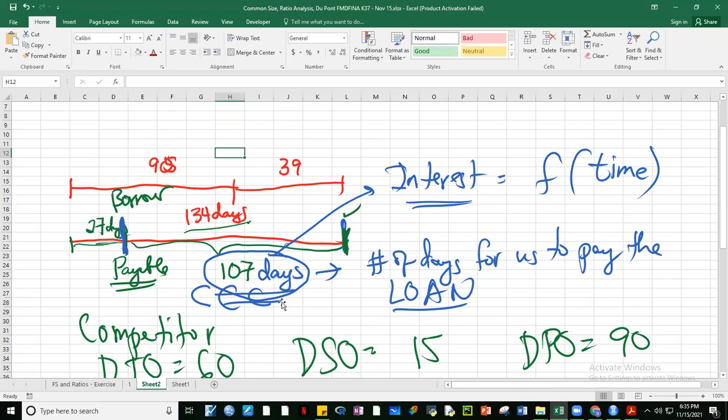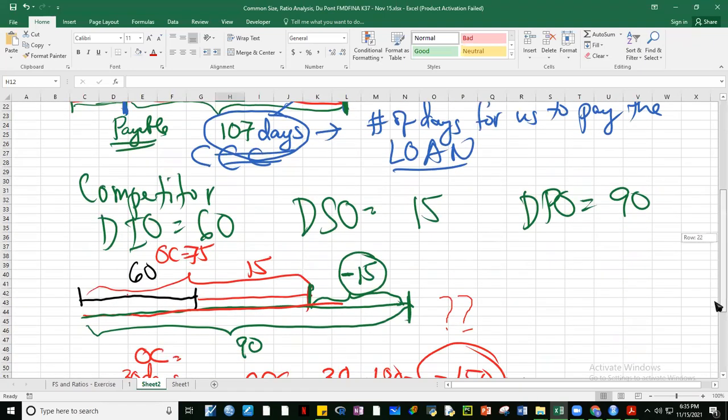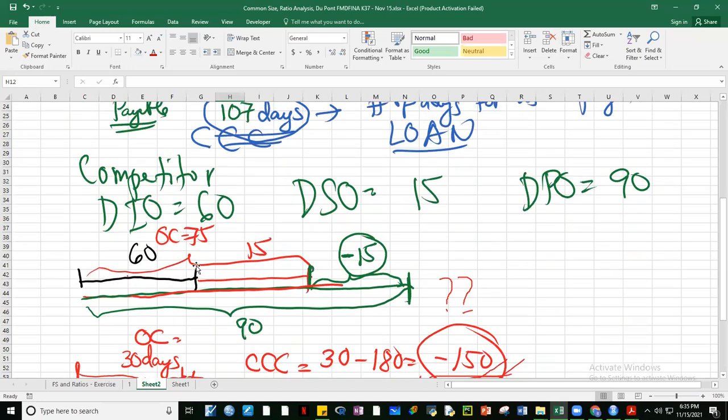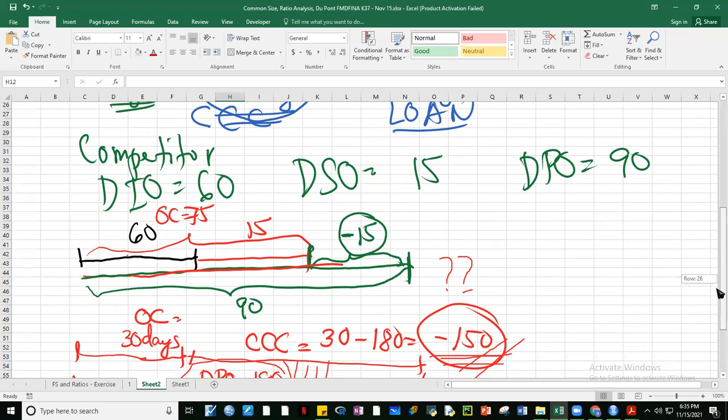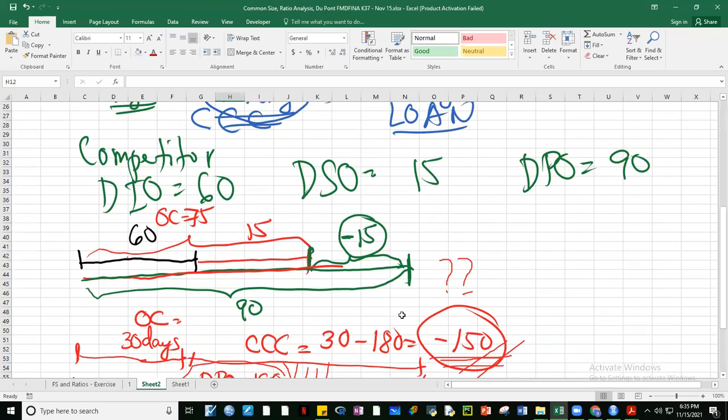Tingnan natin guys yun ang nangyayari sa competitor. Si competitor natin guys, 60 days pa lang nabenta nila yung goods, 15 days na collect na. So 75 days yung operating cycle nila. Cash to cash nila, 75 days. Okay? And then kailan sila magbabayad? Ang days payable outstanding nila is 90 days. Dito pa sila magbabayad, no? Diba? So dito na-collect na natin yung cash, dito pa sila magbabayad. So they have 15 days additional in order to do something with the cash collections.